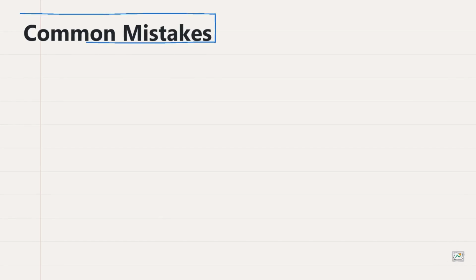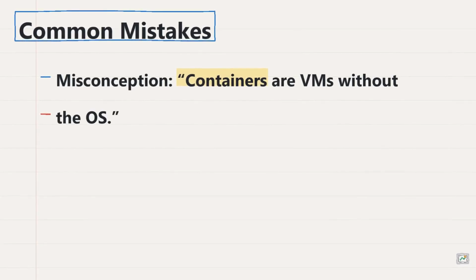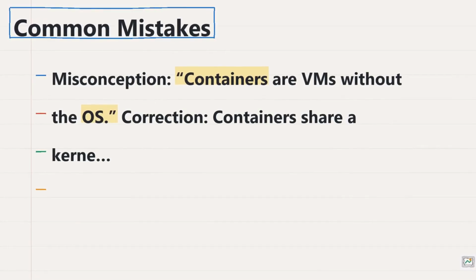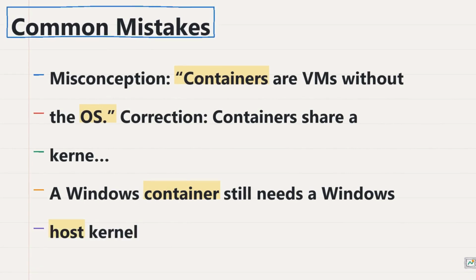Misconception: containers are VMs without the OS. Correction: containers share a kernel and therefore cannot run different OSes. They virtualize the process namespace and file system, not the full hardware state. A Windows container still needs a Windows host kernel.